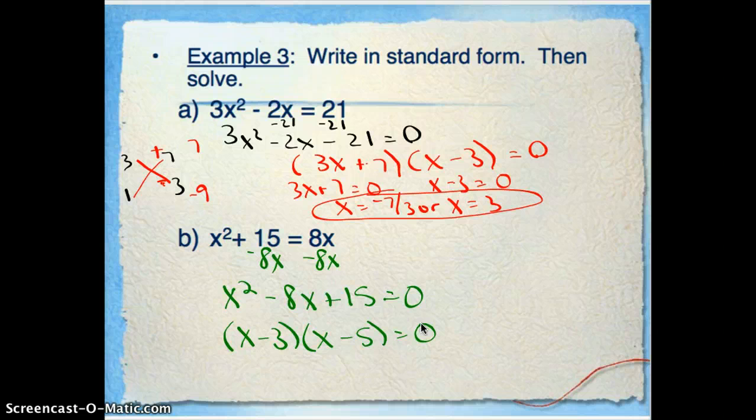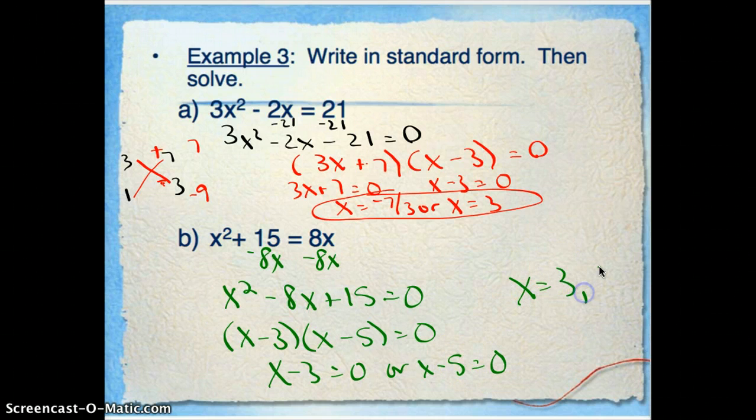So if either part of those equals 0, either x minus 3 equals 0 or x minus 5 equals 0. It looks like x could equal 3 or 5. Either one of those values. All right.